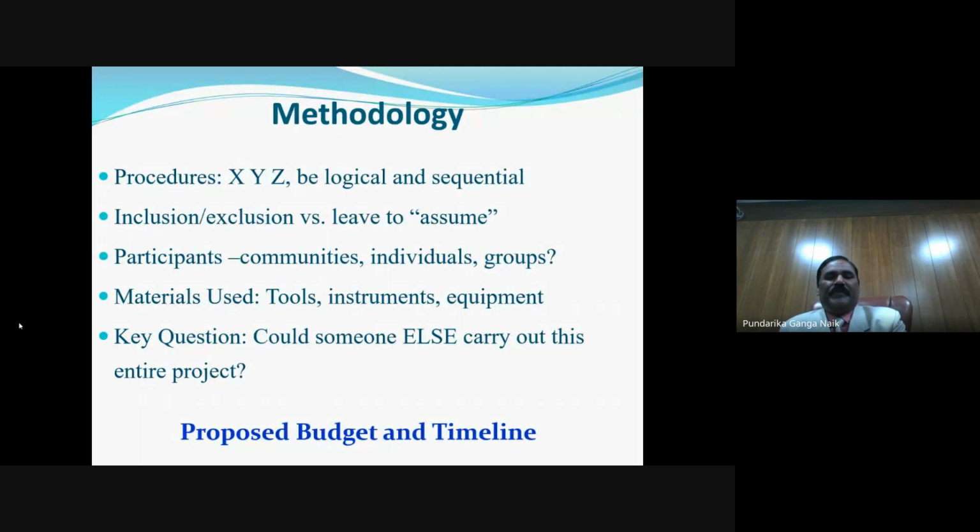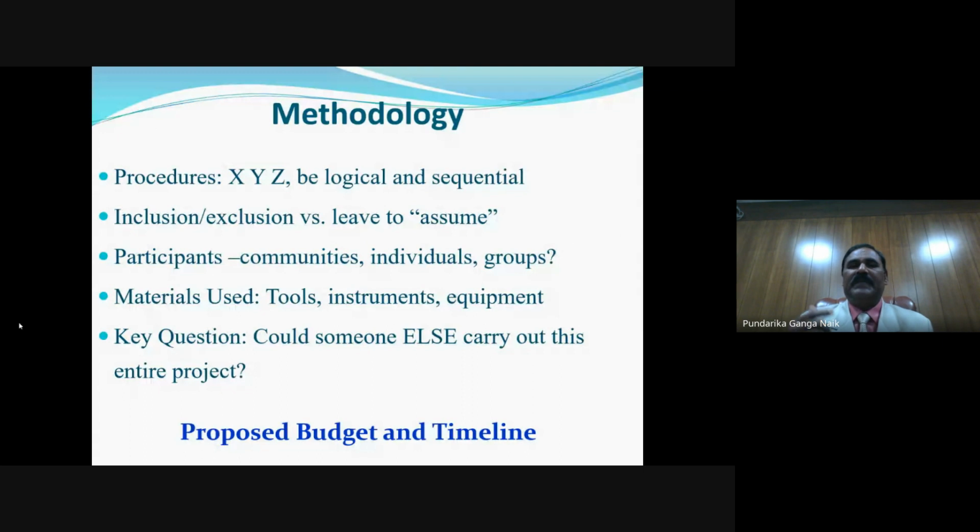And what should be the materials used, what sort of tools are required, and what instruments and equipment are required. You must have thorough clarity in your mind in order to prepare the budget, because these things will matter for preparing the budget. It should not be overrated or underrated. You must have a clear idea before you prepare the budget.